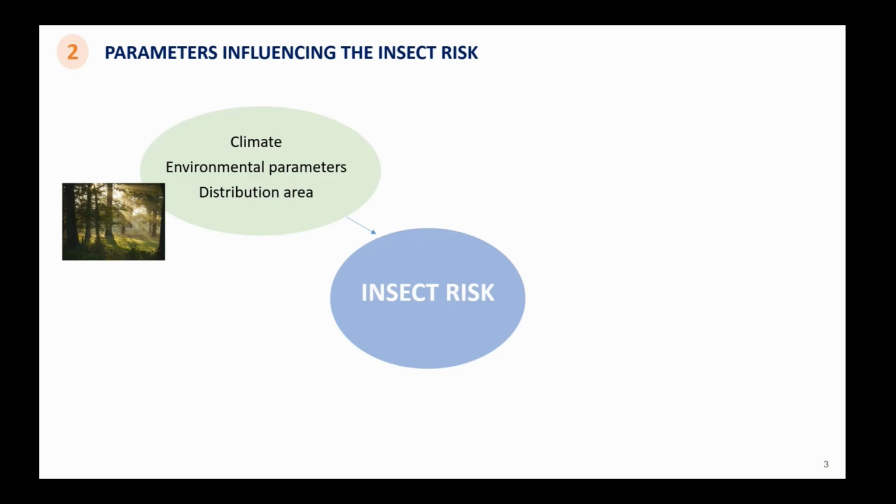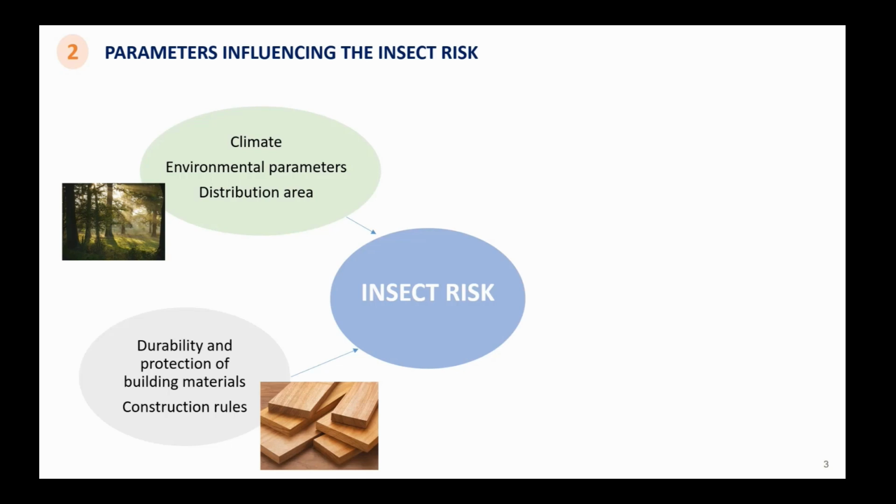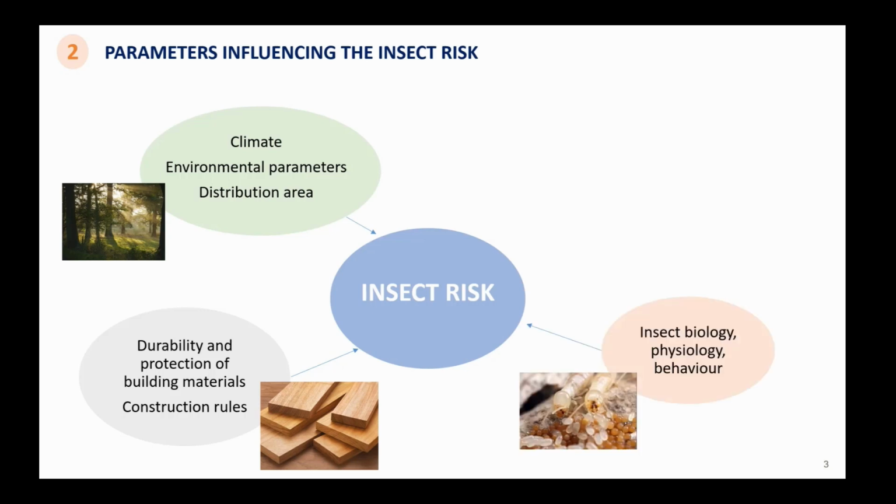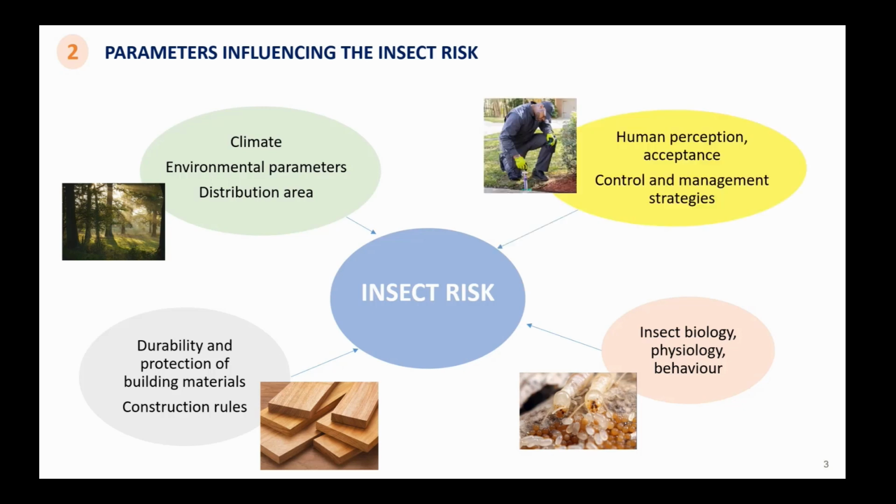Then, the durability of construction materials and the construction rules that are defined to ensure their proper use are of paramount importance. Insects exhibit differences in their behavior, life cycle, and feeding preferences, which has to be taken into account for estimation of the threat they represent for wood-based construction elements. Finally, human behavior is also part of the story. In particular, the strategies we adopt to prevent and manage insect risk in our living environment.